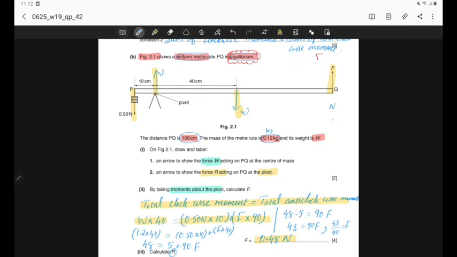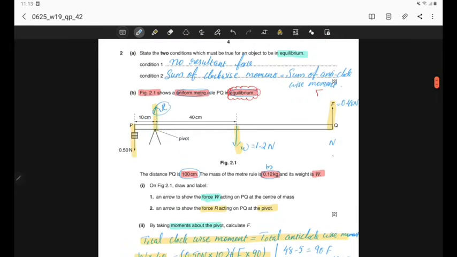In this question you need to calculate R. We already have W using mg, it's 1.2 Newton, and force F we have calculated as 0.48 Newton. Now the only unknown force is the reaction force R. Using the first condition of equilibrium, we can find the answer for R: the total upward force must be equal to the total downward force, where the normal reaction force and force F are upwards. So this sum must be equal to the sum of 0.50 Newton plus W, that is weight.